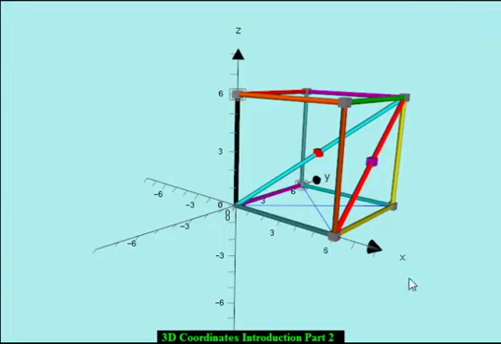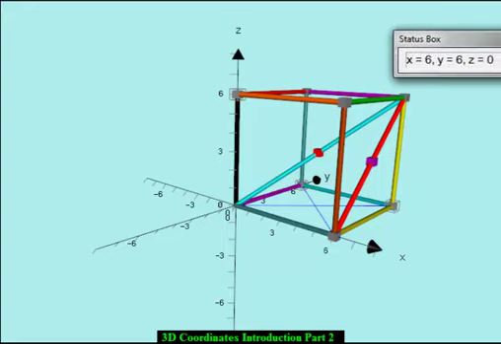Okay? Now let's consider this point here. This point is in the xy plane. It's like the floor of your room. You come 6 along the x-axis and you go 6 units parallel to the y-axis. You're not going up. So x is 6, y is 6, and z is 0.